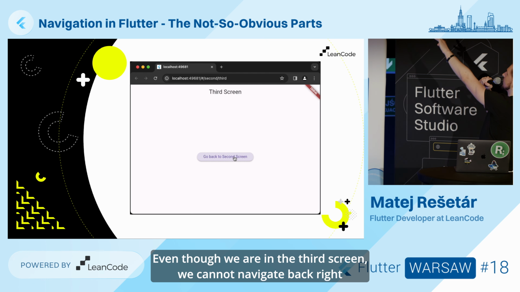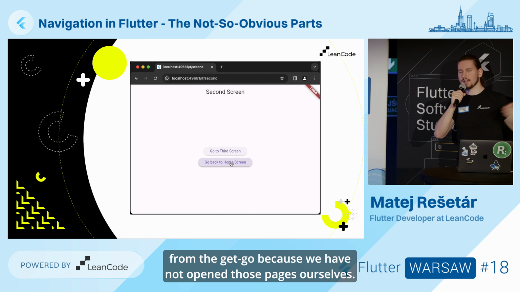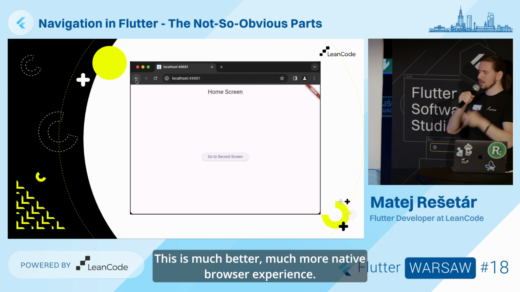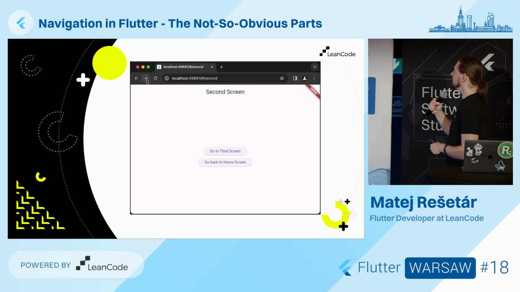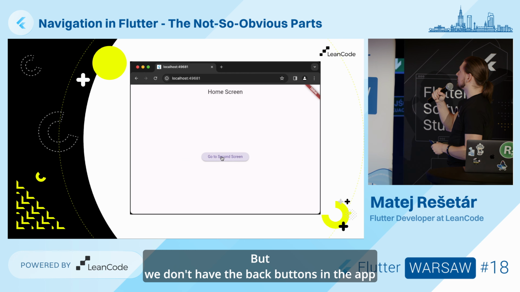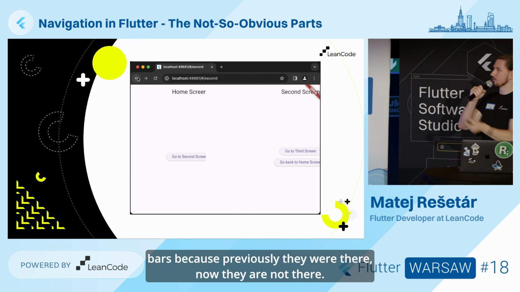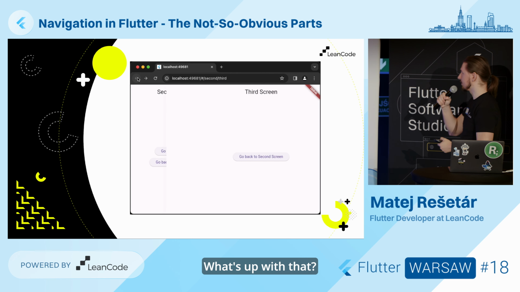Even though we are in the third screen, we cannot navigate back right from the get-go because we have not opened those pages ourselves. So this is much better, much more native browser experience. But we don't have the back buttons in the app bars because previously they were there. Now they are not there. So what's up with that?